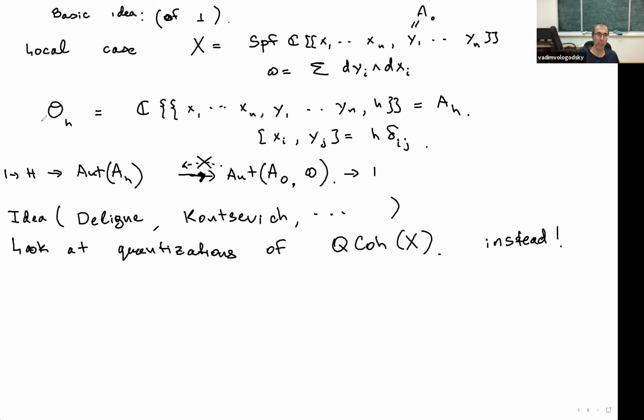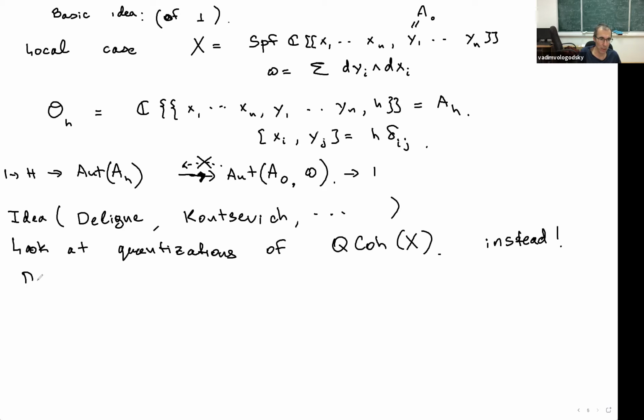So the idea is to split the problem of constructing quantizations of algebras into two problems. First, constructing a quantization of the category, and then constructing a generator of the quantization of the category. So in particular, if X is affine, then every quantization of the category comes from a quantization of an algebra. In a sense, these are the same thing, but not quite. You'll see the difference. The difference is in autoequivalences. Okay, so let me explain what I mean by quantization of a category.